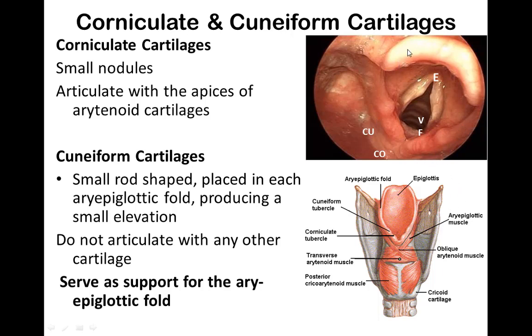So we can see here, this is the epiglottis, and here this is the cuneiform cartilage. This is the epiglottic fold. This is the cuneiform, and this is the corniculate cartilage.